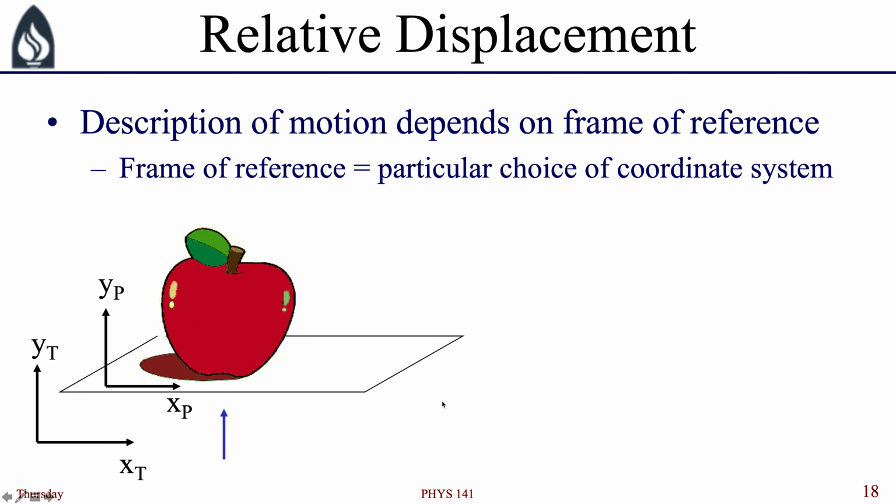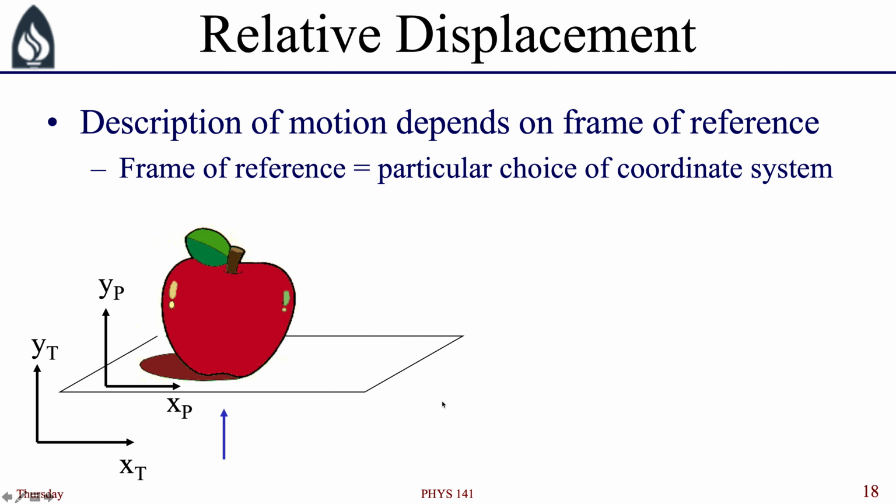So as we start to think about relative motion, here's an example to keep in mind. Let's suppose that we have an apple on a sheet of paper, and we have two different coordinate systems, or frames of reference. A frame of reference just means a particular choice of coordinate system. So let's suppose we have one frame of reference, one coordinate system, that's stuck to the sheet of paper. Maybe we've drawn a set of axes on the sheet of paper, and we're using that as our coordinate system to describe the position of the apple.